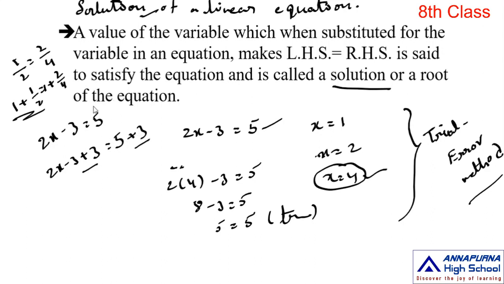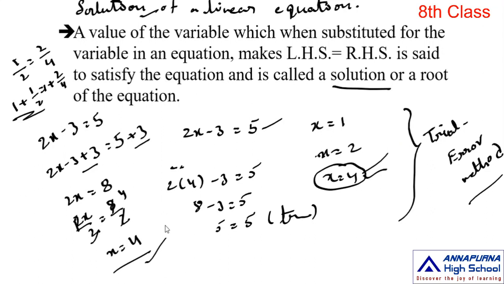On both sides I add 3. So minus 3 plus 3 is equal to 0. On the left side I have only 2x, and 5 plus 3 is equal to 8. Then I divide both sides by 2. 2x by 2 is equal to 8 by 2. The 2s cancel, and 2 goes into 8 four times. So on the left side we have only x, on the right side we have 4. So x is equal to 4. We get the same solution. So by balancing the equation, we find the solution of an equation. We learned this in 7th class.